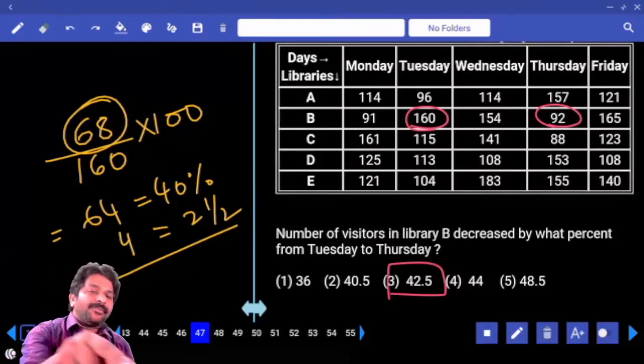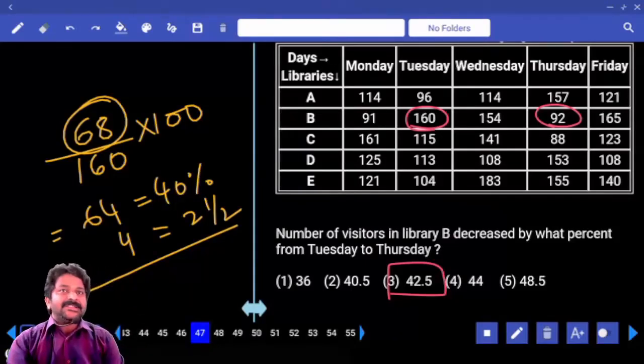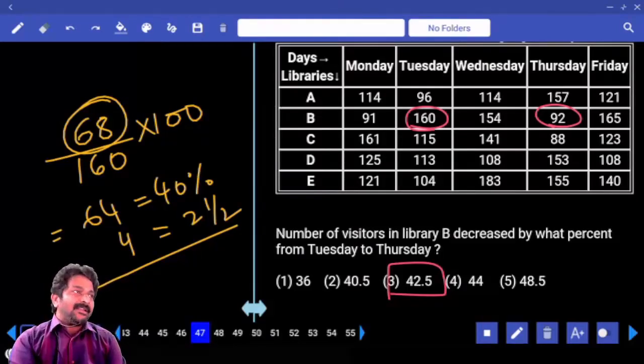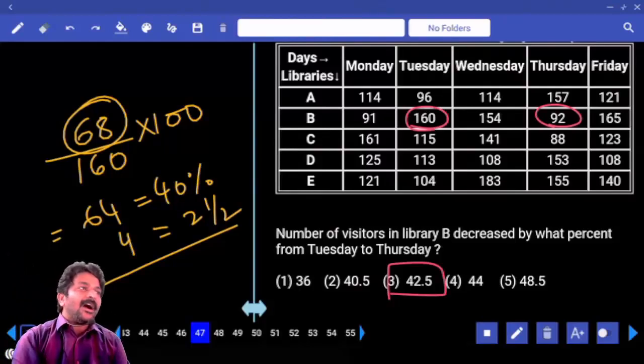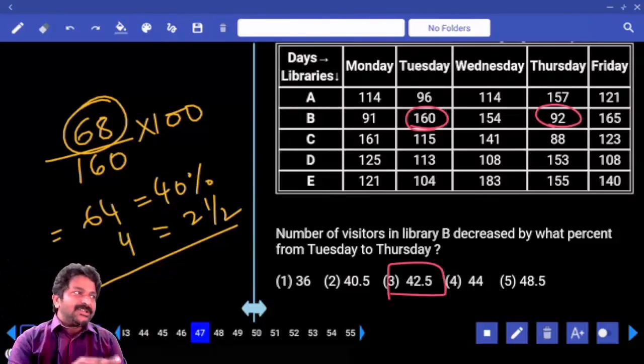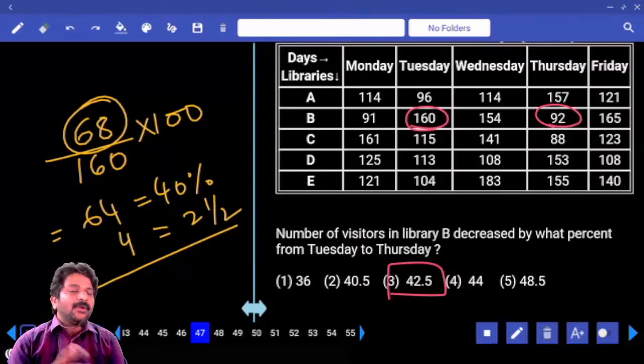I will never go for cancellations. When I am trying to find out percentage, especially in data analysis, I will never go for cancellations. I'll always try to get the answer using the denominator. Either I'll try to calculate 10% or at the max 50%. Only by using these two numbers I'll try to generate the number. Cancellation chesta unte ekku time padutadi.